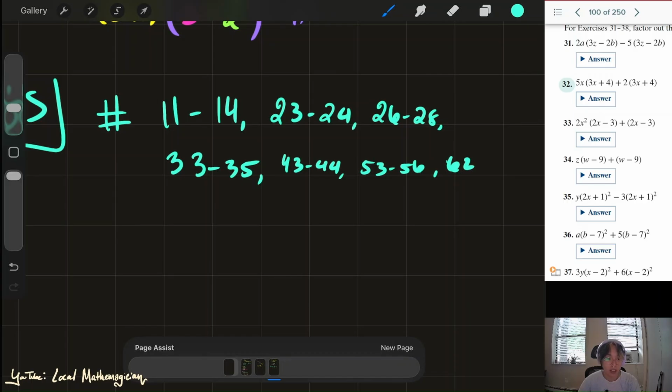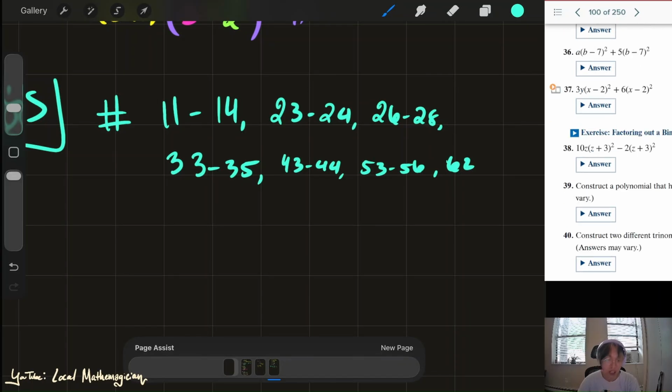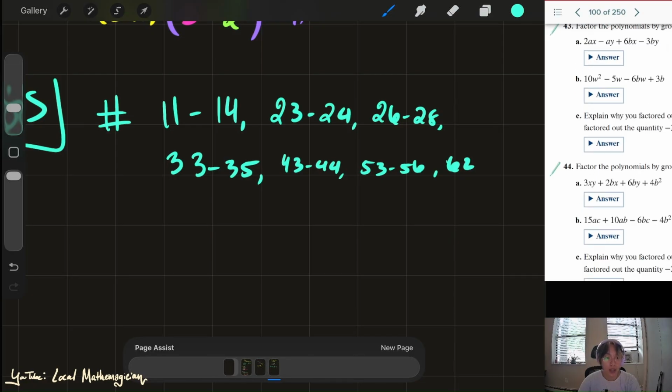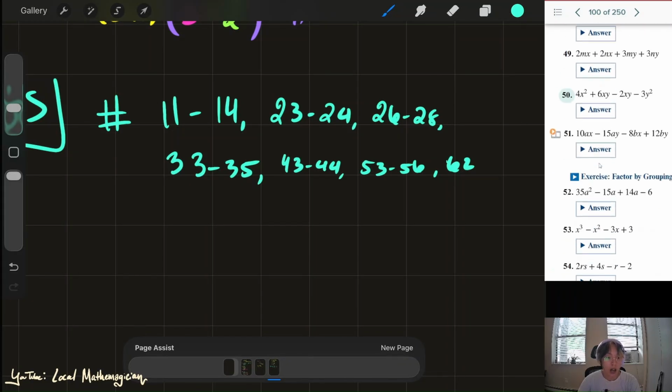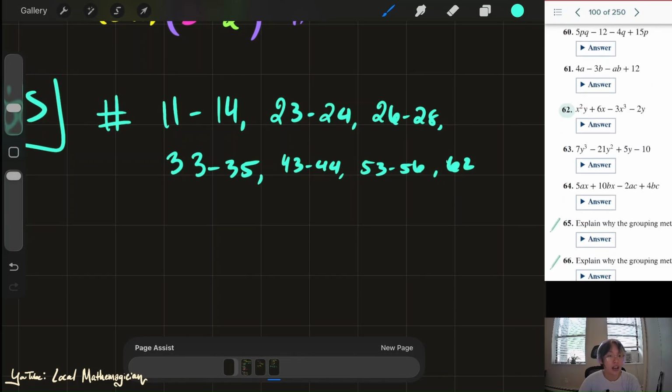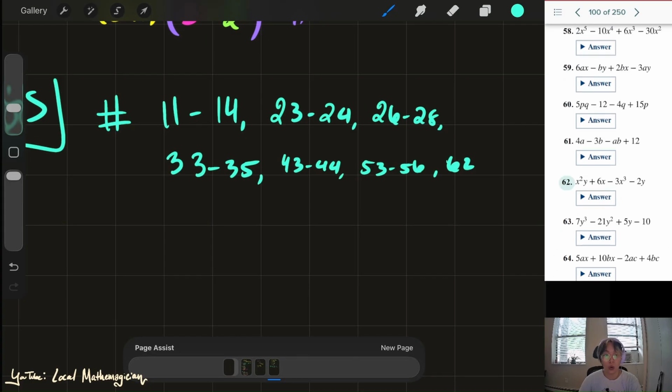GCF. Once you see, it's actually pretty straightforward. 43 to 44. Factor by grouping. Please do part C for both of them. Very important conceptual problems. I want 53 to 56. Again, once you get the hang of it, it's pretty easy. You might have to do a little rearranging. It's okay. And 62.